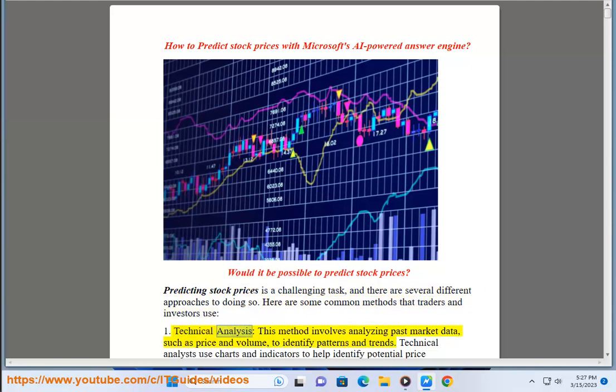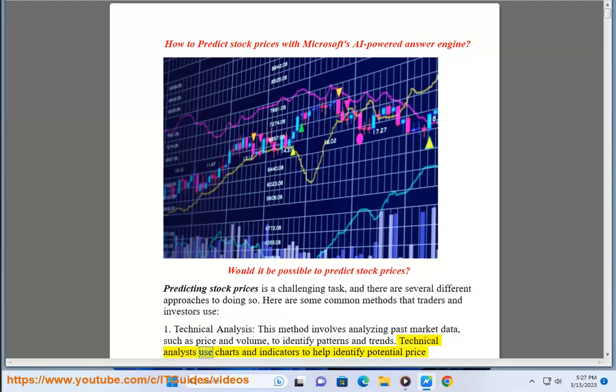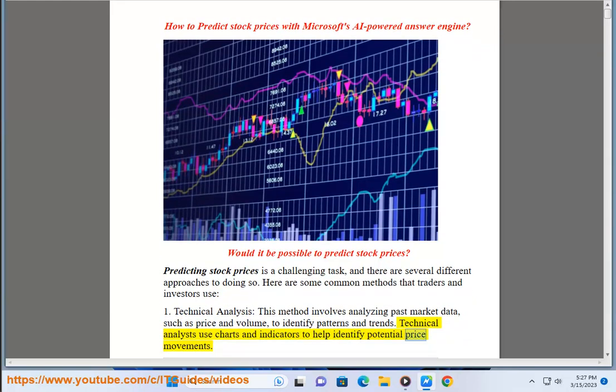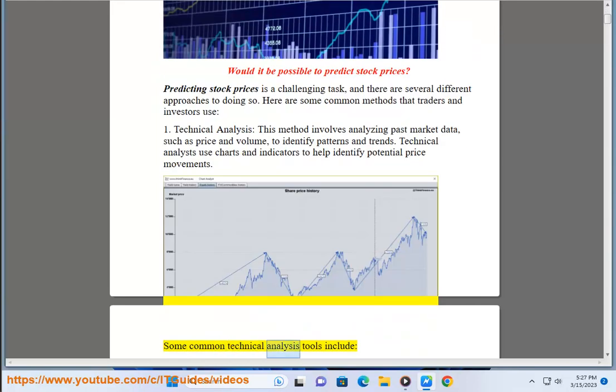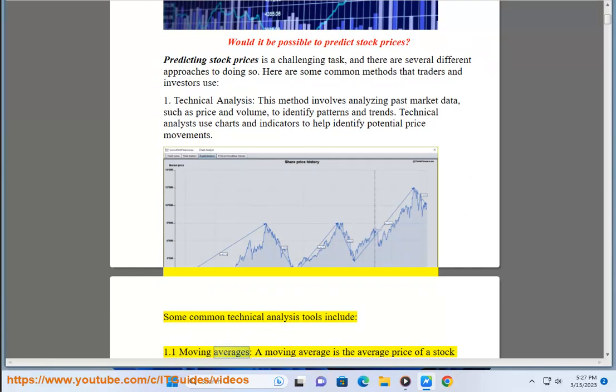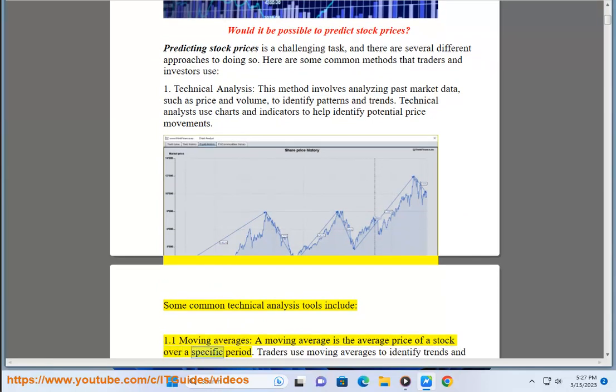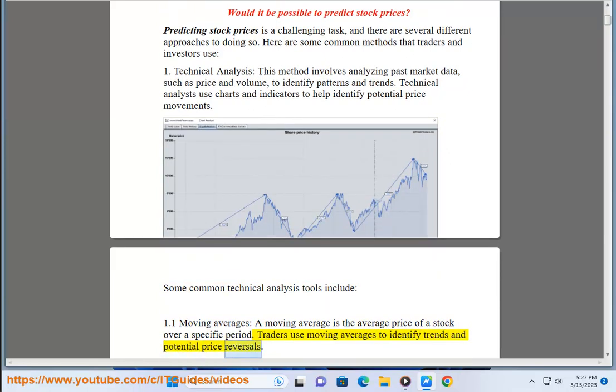1. Technical analysis. This method involves analyzing past market data, such as price and volume, to identify patterns and trends. Technical analysts use charts and indicators to help identify potential price movements. Some common technical analysis tools include 1.1 Moving averages. A moving average is the average price of a stock over a specific period. Traders use moving averages to identify trends and potential price reversals.